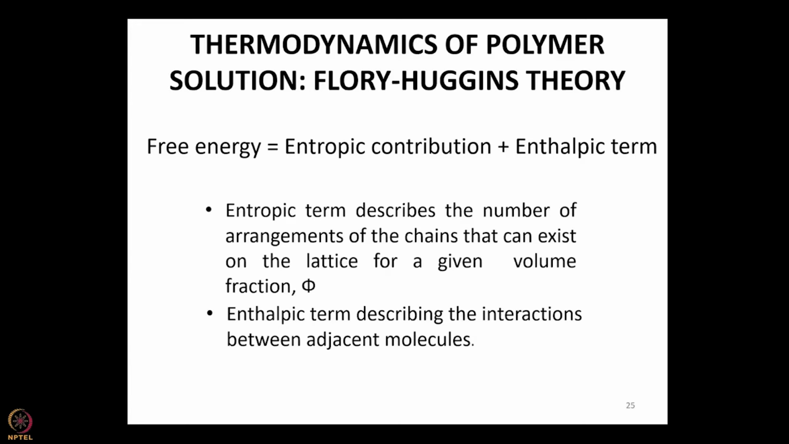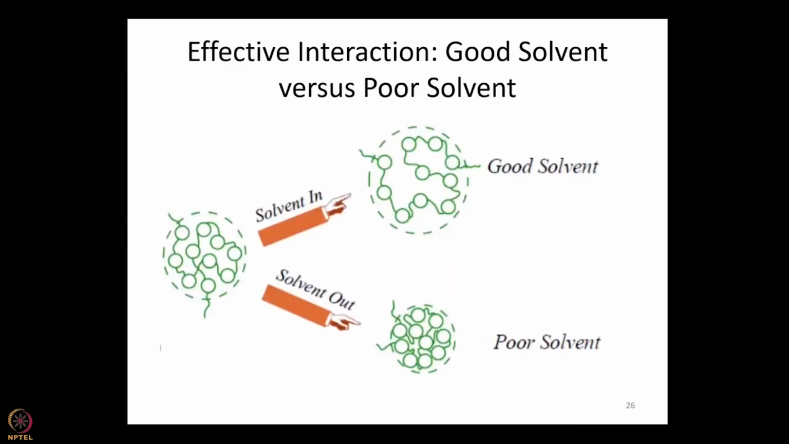Now we have to calculate, or make an estimate of, how many ways I can put the monomers of the polymers and the solvent molecules on a lattice. And that will give an entropic term. And there's an enthalpic term because of interactions between solvent molecules, and between solvent and polymer monomer. So enthalpy will have 3 terms. And we already considered the effective interaction of good solvent versus poor solvent.